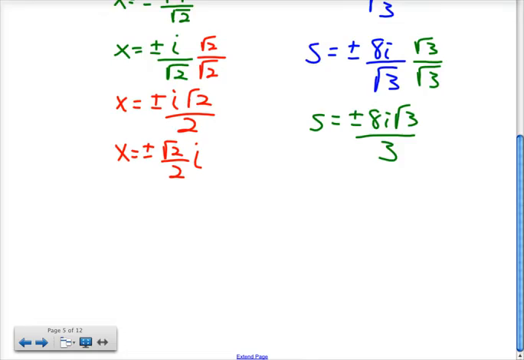And if we are to write this in standard form, we would write it as plus or minus 8 square roots of 3 over 3 I. And again, that would be a pure imaginary number that we get for a solution there.